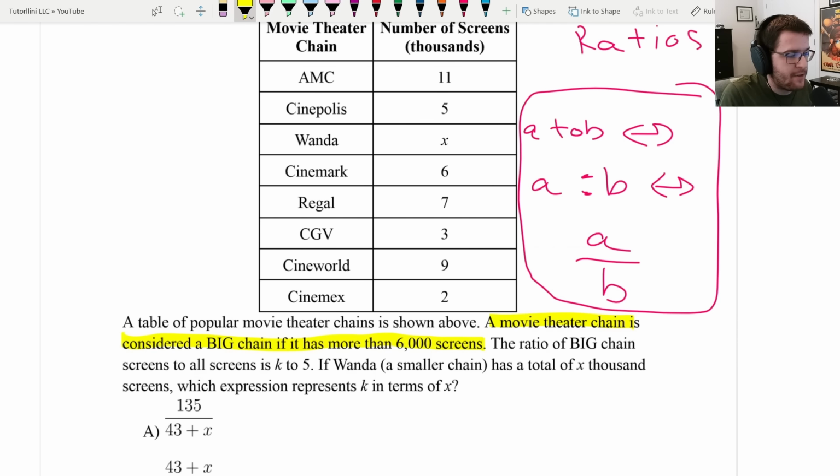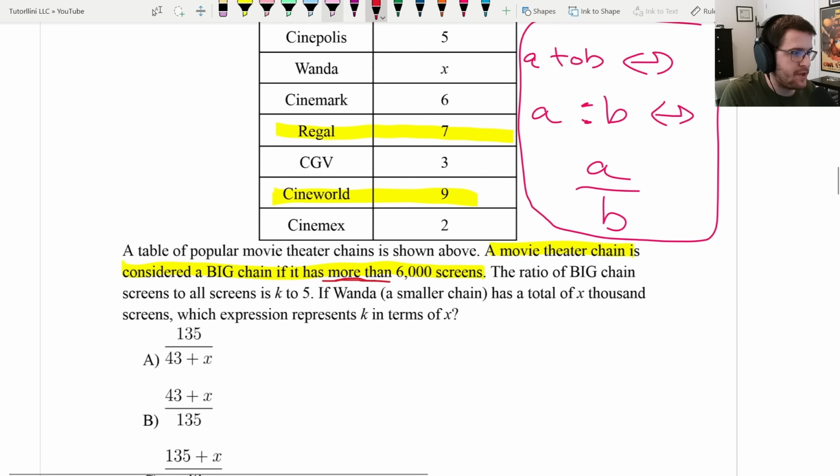Okay, so let's pick out the big chains. So bigger than 6,000. Not Cinemark, that's not bigger than 6,000, that's 6,000. Regal has 7,000, that's bigger, so that's a big chain. Let's see what else. Cineworld has bigger than 6,000, so that's a big chain. And then AMC has bigger than 6,000 screens, so that's also a big chain. I believe that is it. So when it says more than, it has to be greater than. It can't be equal to. So we're not going to count Cinemark.